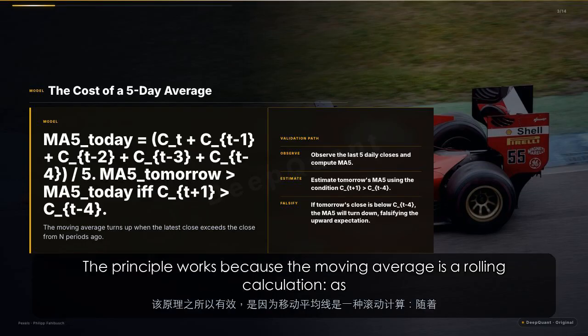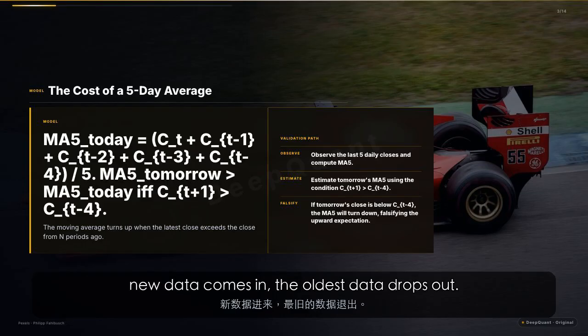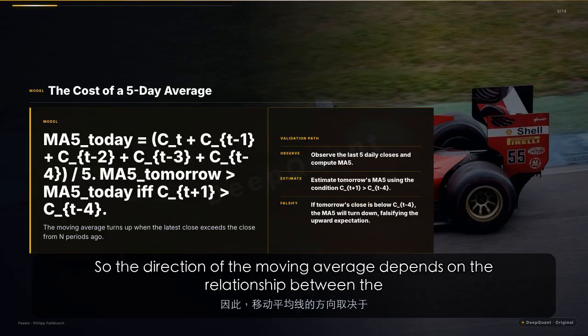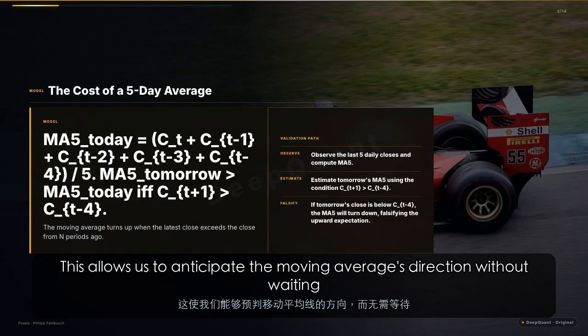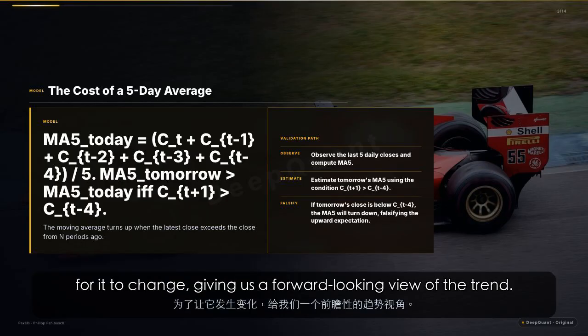The principle works because the moving average is a rolling calculation. As new data comes in, the oldest data drops out. So the direction of the moving average depends on the relationship between the current price and the price from a fixed number of days ago. This allows us to anticipate the moving average's direction without waiting for it to change, giving us a forward-looking view of the trend.